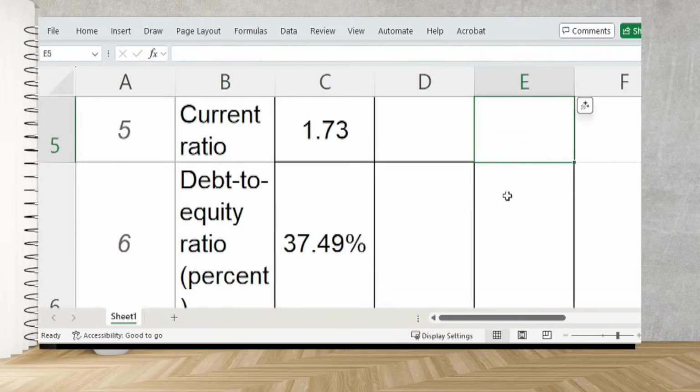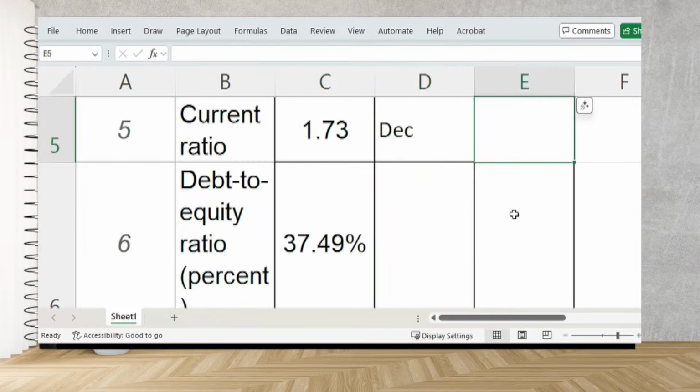Next, current ratio. Okay. So in current ratio, if you see in denominator, there is no impact on denominator, but in numerator, there is a reduction of 25,000. Okay. So again, it is decrease.